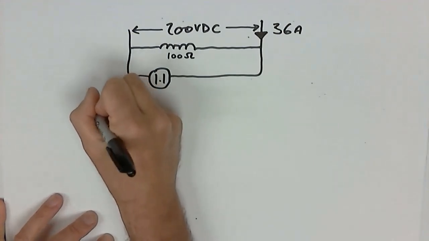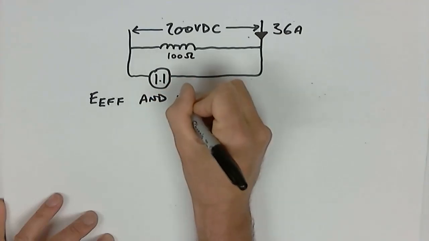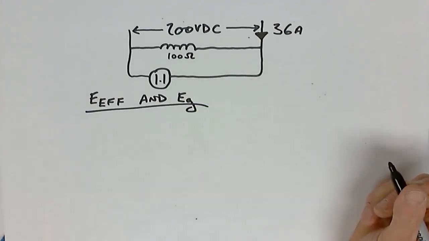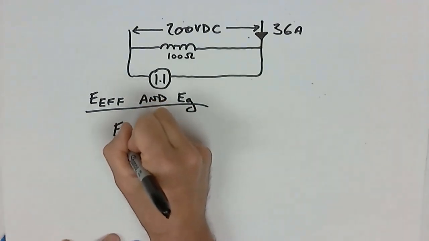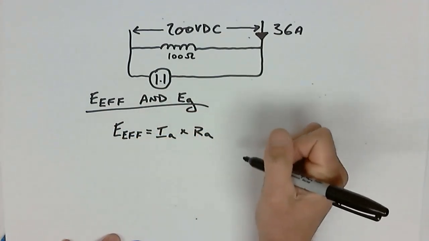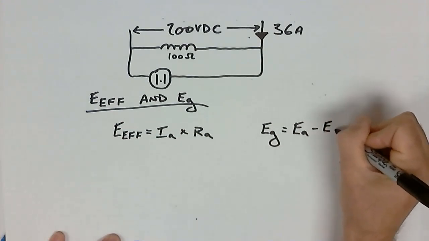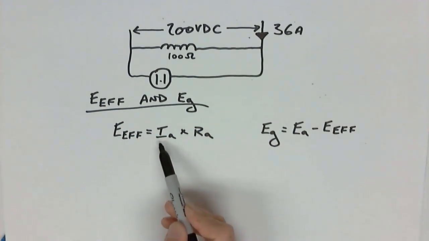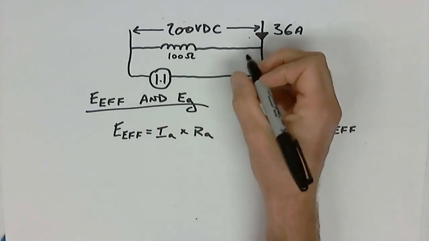So solve for E effective and EG, which is our counter EMF. So first thing, let's write out our two equations that we're going to use to solve this. That would be E effective is equal to IA times RA. And EG is equal to EA minus E effective. All right, so I need to know the armature current and the resistance. I already know what the resistance is, 1.1. How much current is actually flowing here?